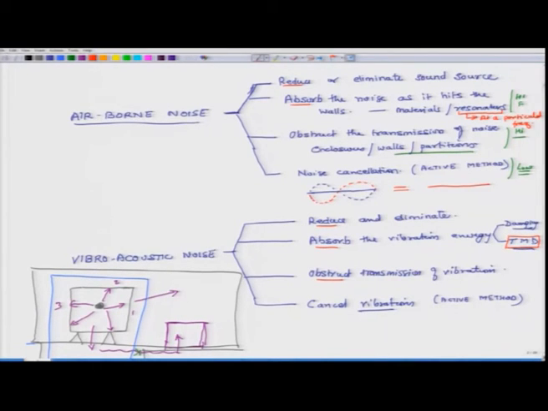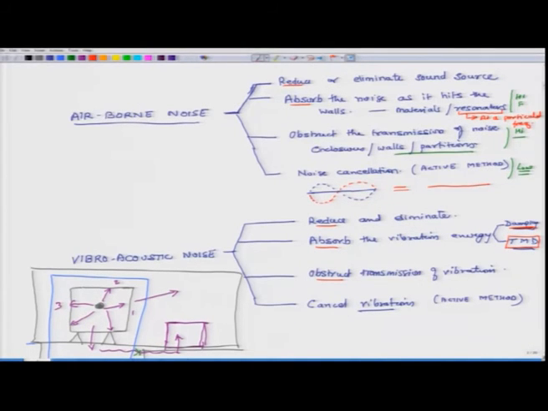If you want to kill a particular frequency, you can use tuned mass dampers, but broadband vibrations cannot be killed by tuned mass dampers. For those vibrations, overall strategy could be based on damping or obstruction or vibration cancellation. So, this is important to understand. So, I hope this gives you a broad overview of important noise and vibration mitigation strategies.